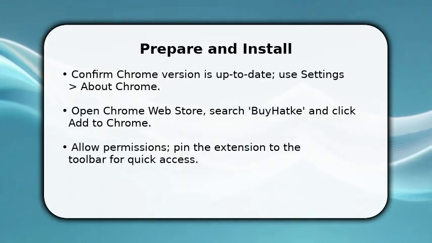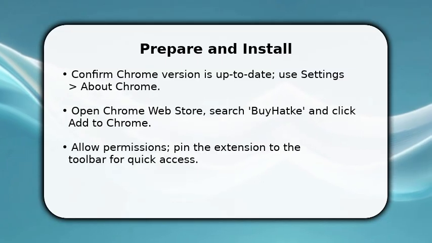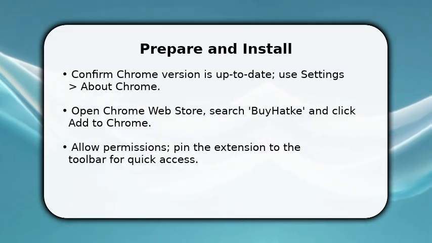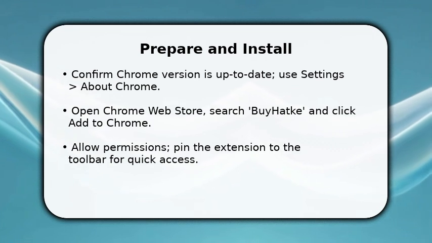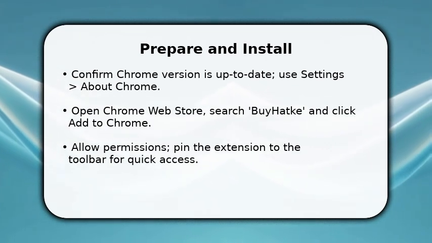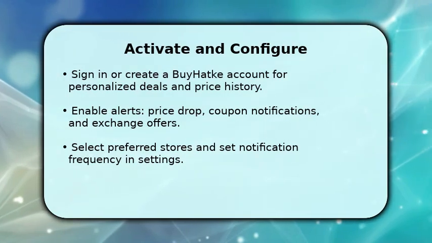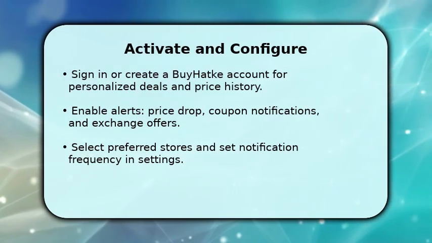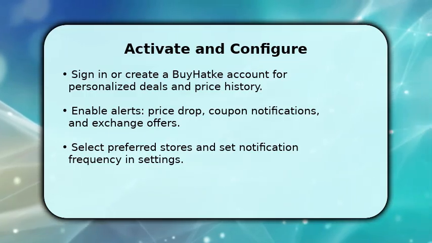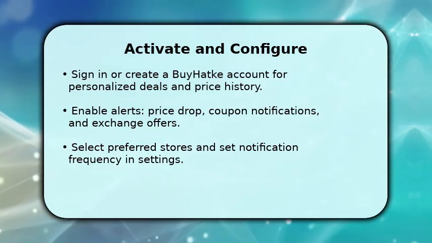After installation, open any retail site to see the extension icon activate. This confirms the extension is ready to capture offers and compare prices automatically. Now you configure features that matter. Sign in to link your activity and receive tailored deals or create a free account. This enables price history and alerts.